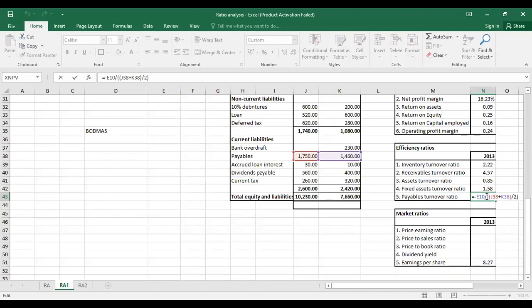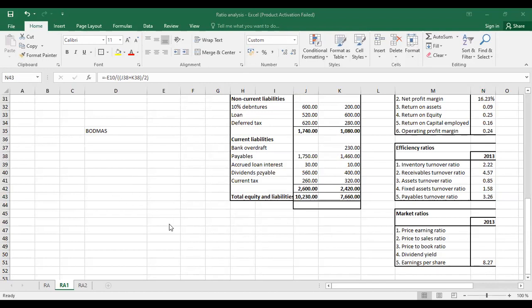Because this one is in brackets, it means this one is like one value. So Excel will first add these two, then divide by 2, then what it gets, it will divide by this one. I'll press escape. The point home: it depends on just BODMAS.